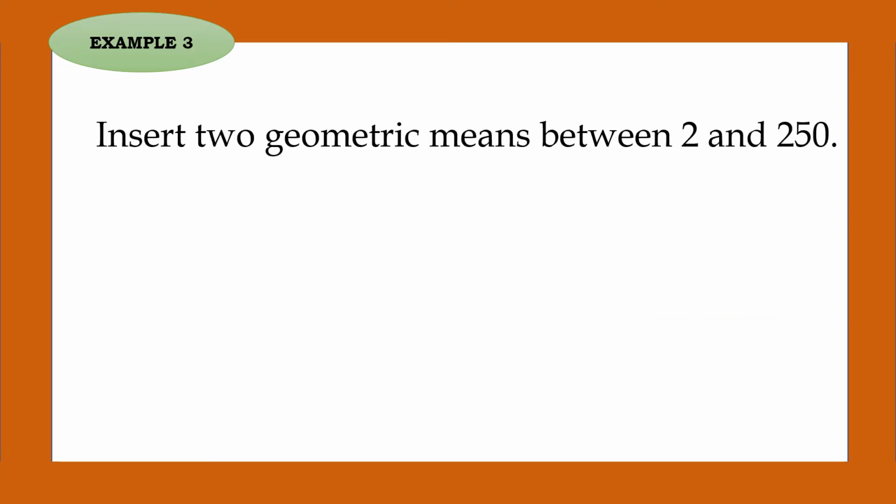Let us deal with example number 3. Insert two geometric means between 2 and 250. There are two geometric means needed in this problem. Let us first identify the extremes and the number of terms. So the extremes are 2 and 250, and there are 4 terms in the sequence.